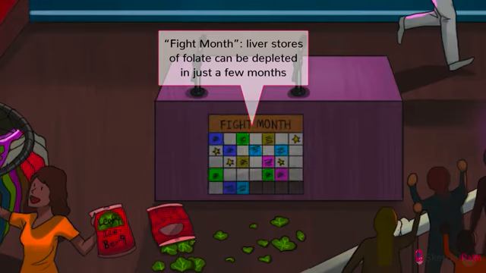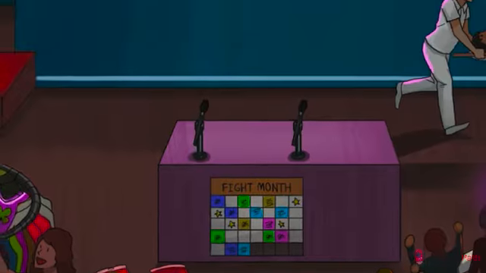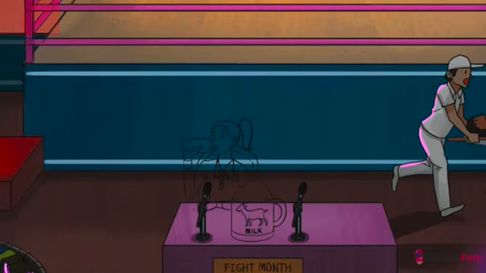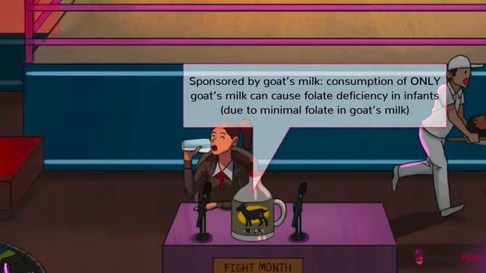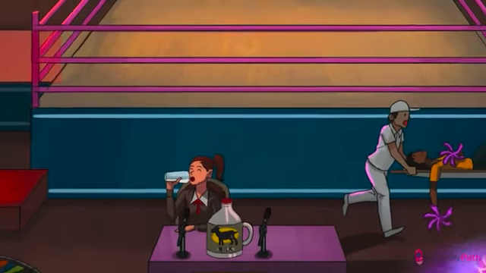Around the commentator's booth, let's illustrate a few ways this can happen. First up, goat's milk, proud sponsor of the Women's Wrestling League. Got folate? Nope. Goat's milk, unlike cow's milk, does not contain sufficient amounts of folate to maintain normal DNA synthesis. This means that folate deficiency can occur in malnourished infants that are fed only goat's milk.